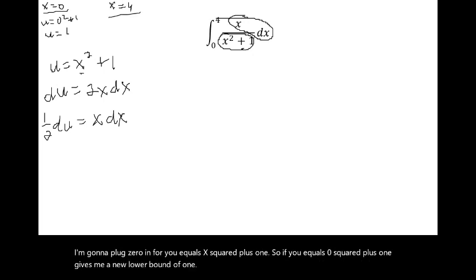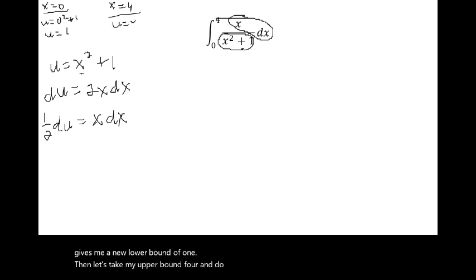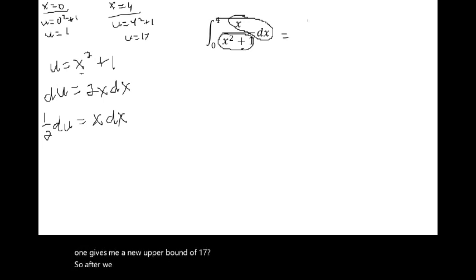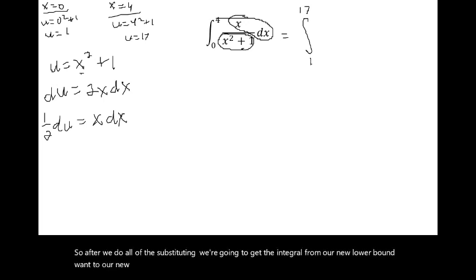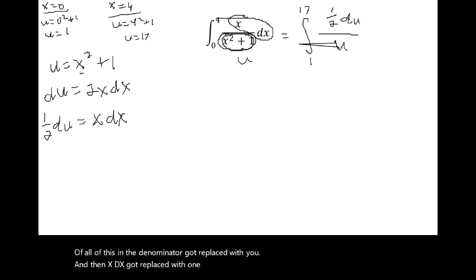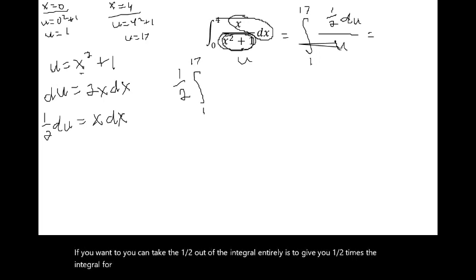Then let's take my upper bound 4 and do the same thing. So if u equals 4 squared plus 1, that gives me a new upper bound of 17. After we do all of the substituting, we're going to get the integral from our new lower bound 1 to our new upper bound 17 of all of this in the denominator got replaced with u, and then x dx got replaced with 1/2 du. If you want to, you can take the 1/2 out of the integral entirely to give you 1/2 times the integral from 1 to 17 of 1 over u du.